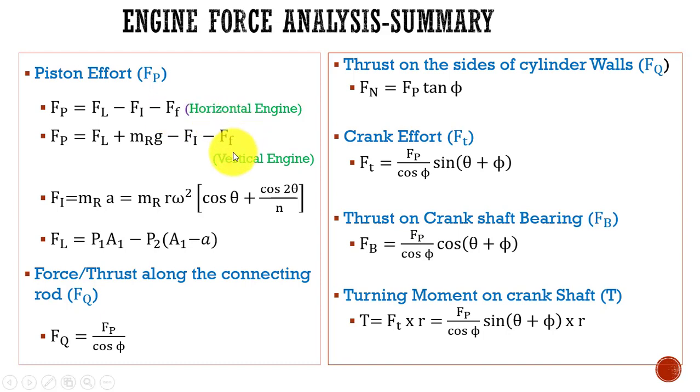As far as a vertical engine is concerned, while you find out the piston effort, you need to add another term, that is the weight of the reciprocating parts. You have to consider the weight of the reciprocating parts while finding piston effort. So for a vertical engine there is only one difference: you are going to add the weight of the piston.